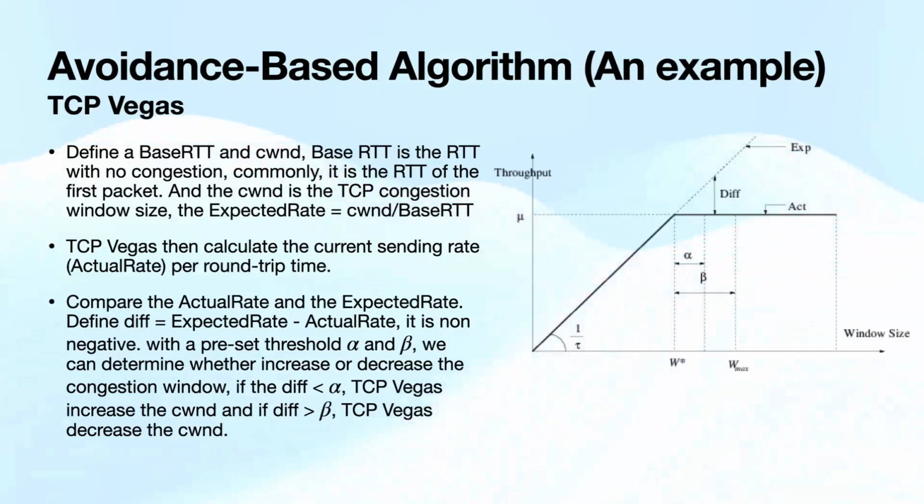So this is TCP Vegas. It first defines a base RTT and CWND. Base RTT is the RTT with no congestion, commonly the RTT of the first packet, and CWND is the TCP congestion window size. The expected rate equals CWND divided by base RTT. TCP Vegas then calculates the current sending rate per round trip time, and compares the actual rate and the expected rate. It calculates the difference between these two, and the difference is non-negative. With the preset thresholds alpha and beta, we can determine whether to increase or decrease the congestion window.